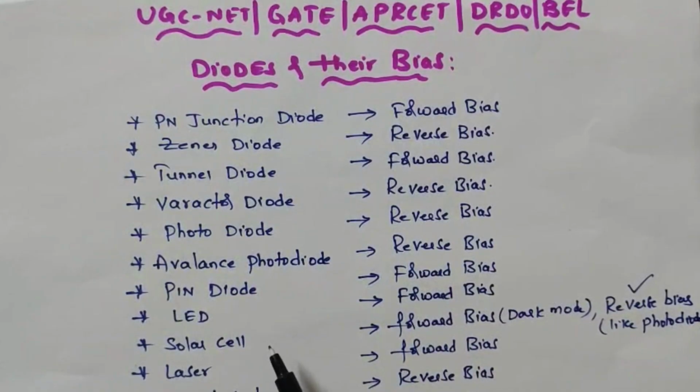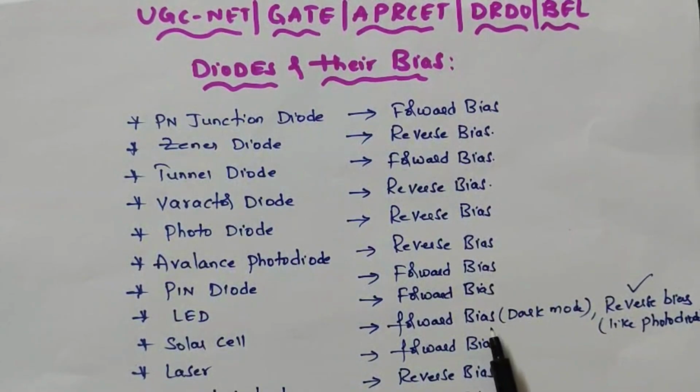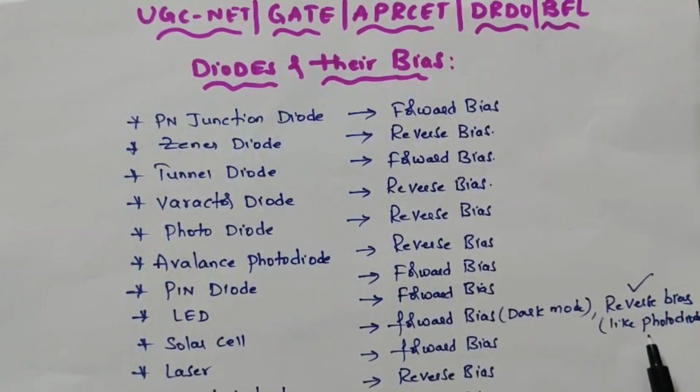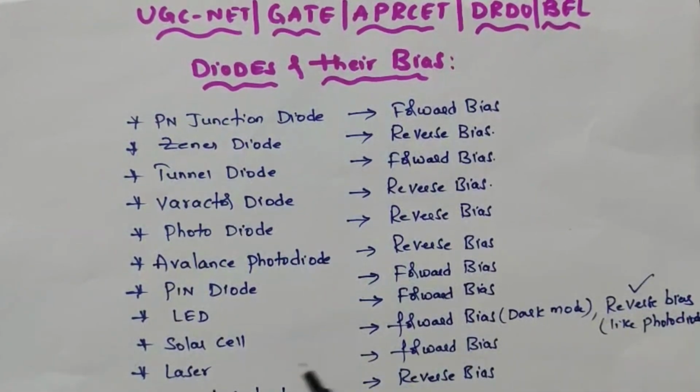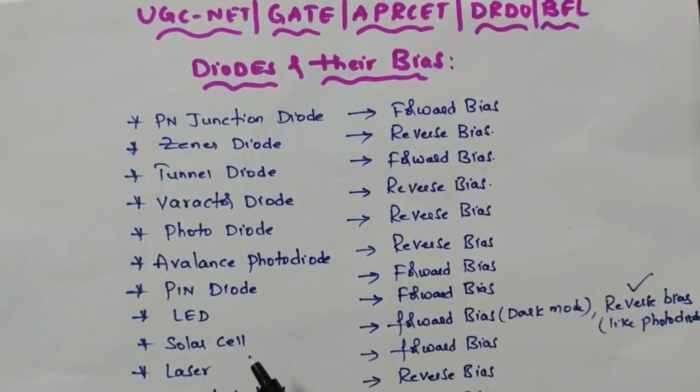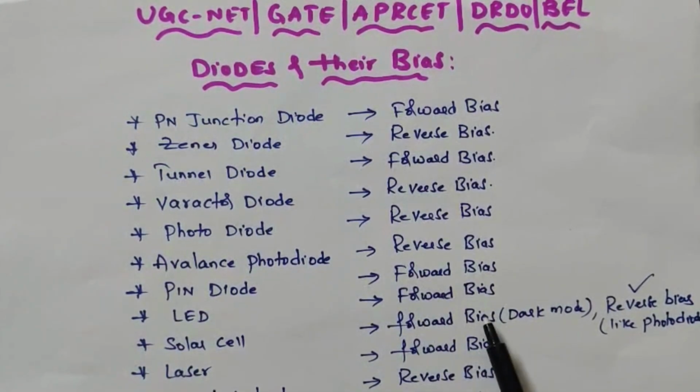Solar cell, you should be very careful for solar cell. In some exams, if it is in dark mode, it is operating in forward bias. Okay, solar cell in forward bias is similar to the PN junction diode, but the actual bias for the solar cell is the reverse bias. Why? Because it acts as a photodiode in reverse bias. And you can remember, for solar cell it mainly works in the reverse bias. Okay, but only in the dark mode it is forward bias, which is similar to the PN junction diode.